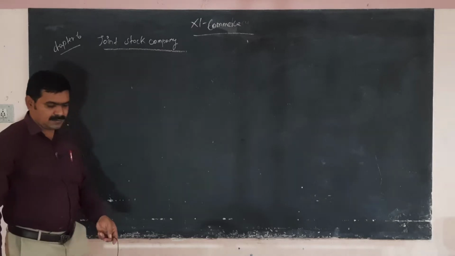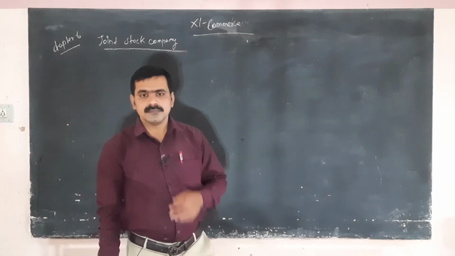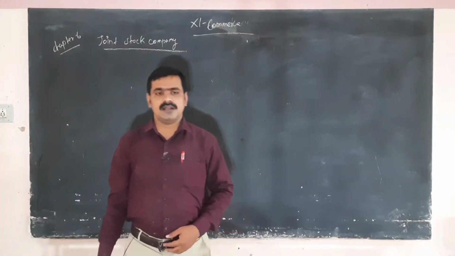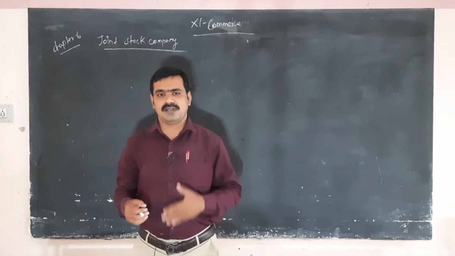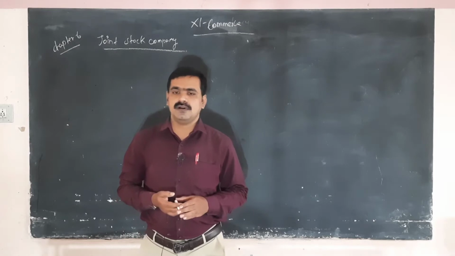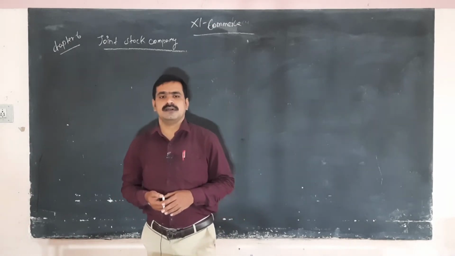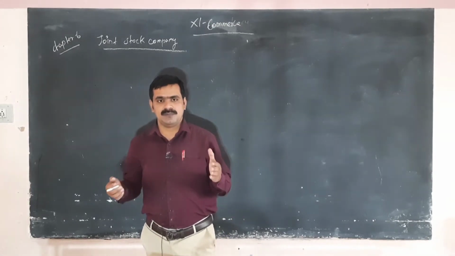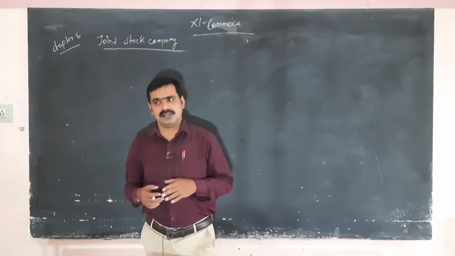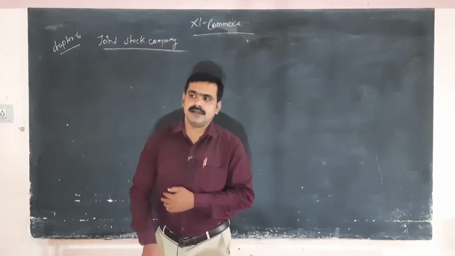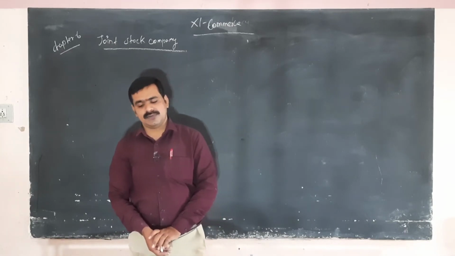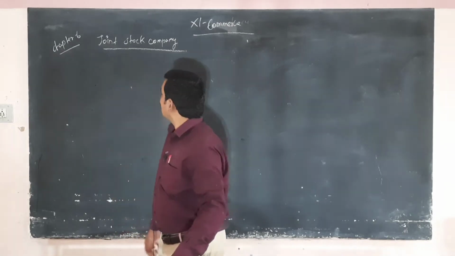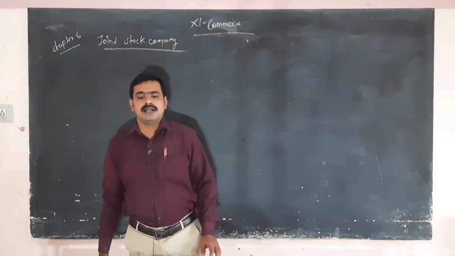Joint stock company. We already discussed the meaning: two or more, 50% from government, 50% private. That is called a joint stock company. Two or more companies join together, that is a partnership. Here, what are the advantages of a joint stock company? What are the disadvantages of a joint stock company? Now, types of companies.